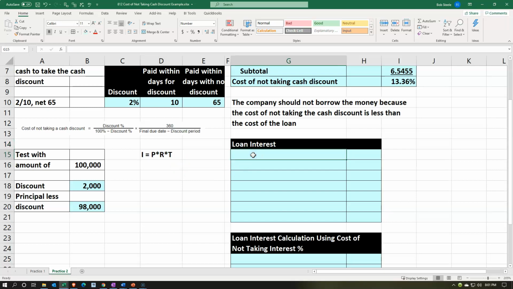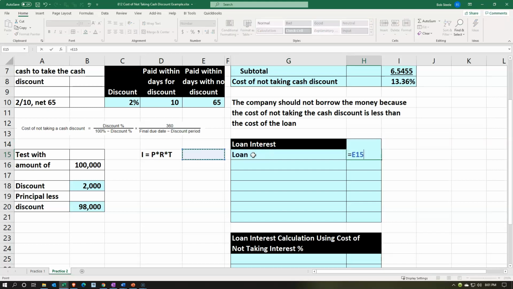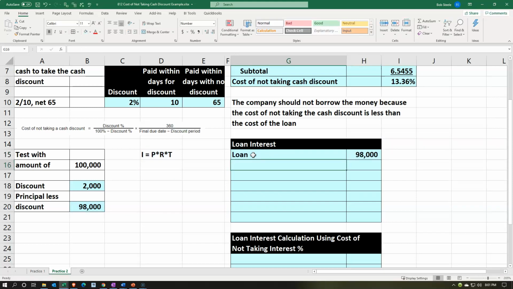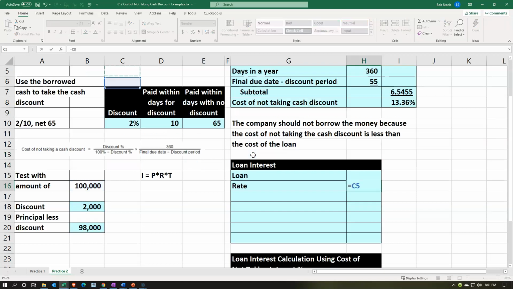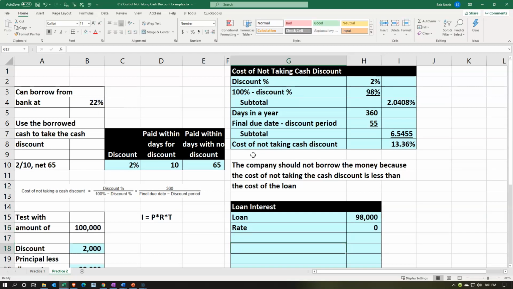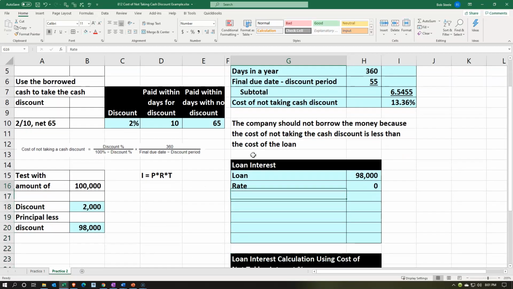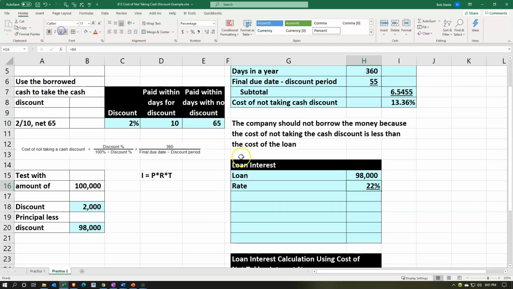Okay, so we're going to say the loan is going to be equal to the 98,000, because we're only going to have to pay 98,000 because we paid within the discount period we're assuming here. And so this is then going to be equal to the rate, which is going to be 22% up top, 22% on the rate. Let's go ahead and percentify that rate by going to the Home tab, Numbers group, percentifying it. Let's underline Home tab, Font group, and underline.